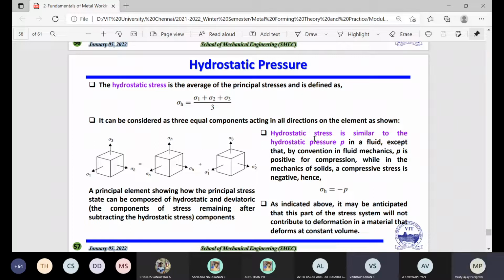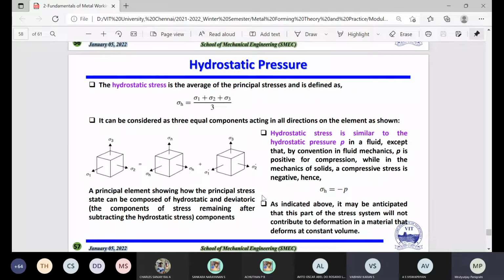On the element, there are two parts: one is hydrostatic and the other is deviatoric. I mentioned these two things in one line earlier. The hydrostatic stress is the average of the principal stresses. For example, sigma h equals stress 1 plus stress 2 plus stress 3, divided by 3. And from these you get two things: one is hydrostatic and the second is deviatoric.